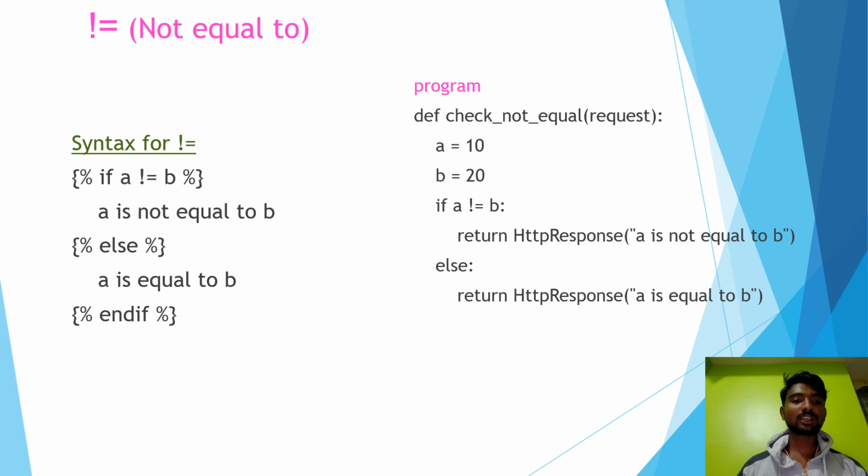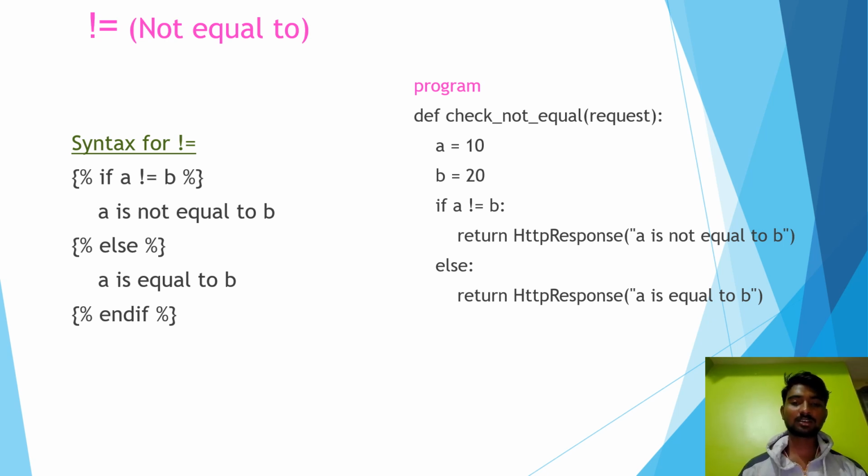In the same way, we'll use another comparison operator, not equals to. We use the exclamation mark and an equals to symbol for this syntax. We use if A not equals to B, the same as before, but the symbols change. In the same example, if A is equals to 10 and B is equals to 10, then it goes to the else option, a is equals to b. If A is 10 and B is different, then 10 is not equals to b, and it prints a is not equals to b.